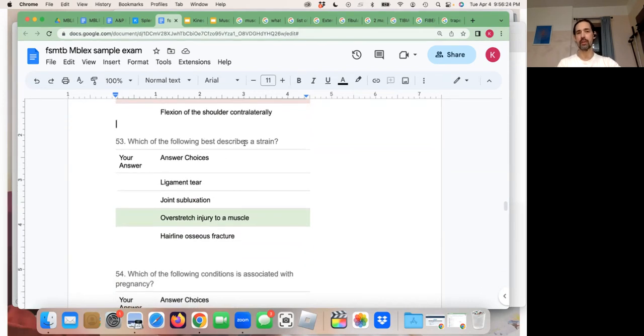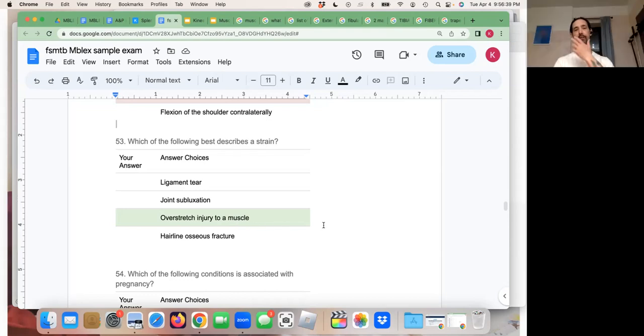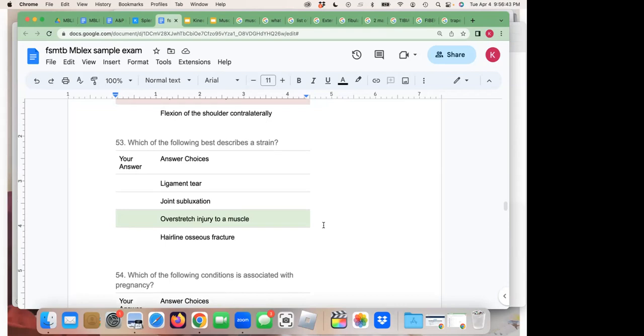Okay. Which of the following best describes a strain? A ligament tear, a joint subluxation, an overstretch injury to a muscle, or a hairline osseous fracture? Which one best describes a strain? Overstretch injury to a muscle. That's right. So it's a muscle strain and a joint sprain. Very good.